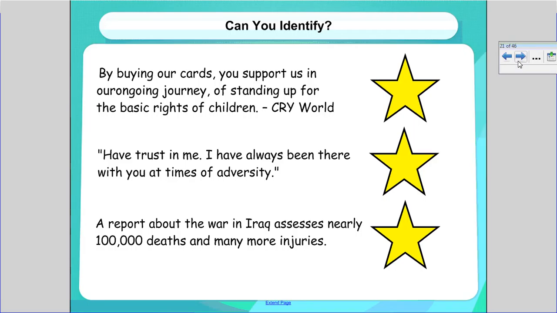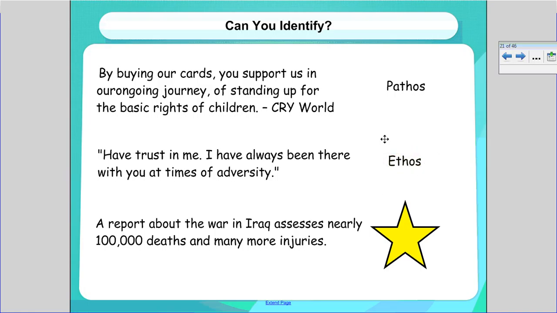All right, looking at our first one. By buying our cards, you support us in our ongoing journey of standing up for the basic rights of children. Did you say that this was pathos? If you did, then you were correct. Here's our second example. Have trust in me. I've always been there with you at times of adversity. Did you say that this was ethos? If so, then you were correct. And finally, our third one. A report about the war in Iraq assessed nearly 100,000 deaths and many more injuries. Well, this leaves logos.